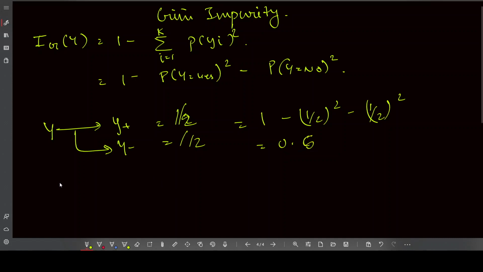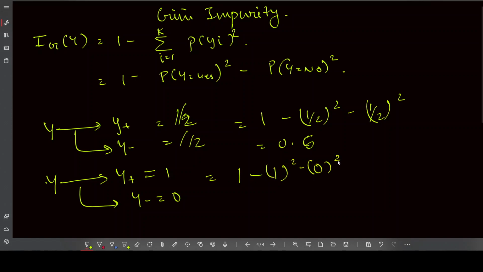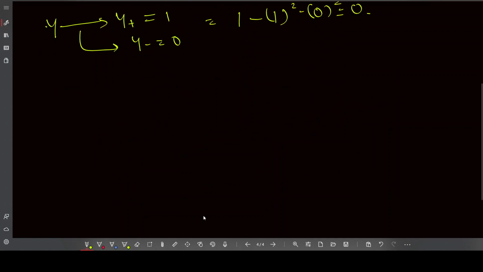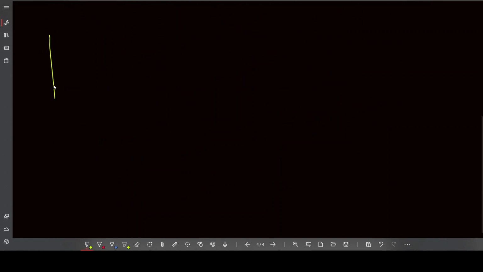right? Now let's say I have a class where they're skewed. I have y plus equal to 1 and y minus equal to 0. There are no points in the negative class. In this case, the Gini impurity is 1 minus 1 the whole square minus 0 the whole square, which is equal to 0. So it's easy to see here how Gini impurity varies over entropy, okay?